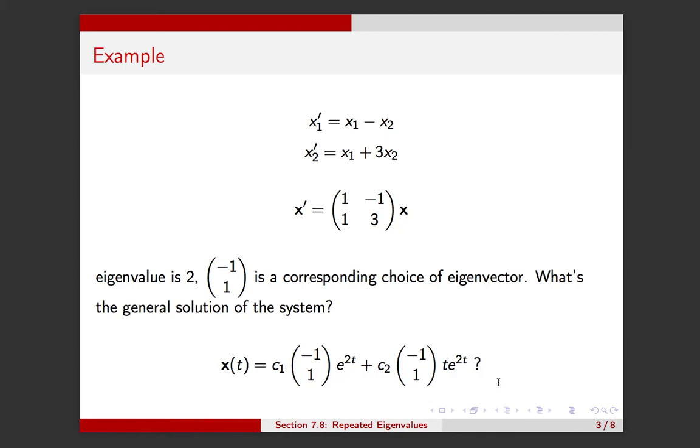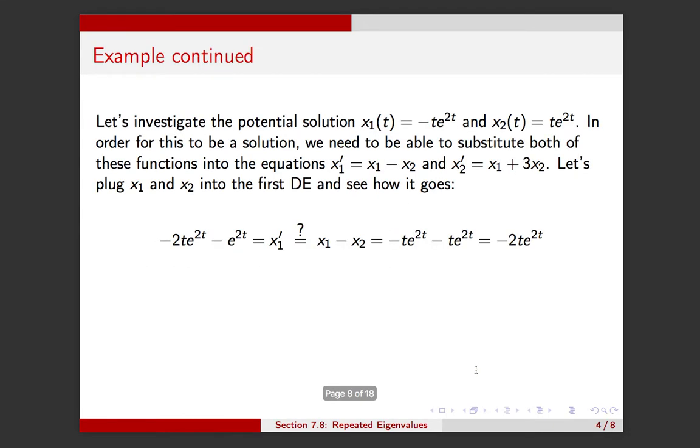Just to show you why not, let me consider what happens if you do this. If this is the general system here, that means that for any C1 and any C2, I'm supposed to get a solution. So let me consider what happens when C1 is 0 and C2 is 1. Let's imagine killing off this first term, and the second term just has the negative 1, 1, t e to the 2t.